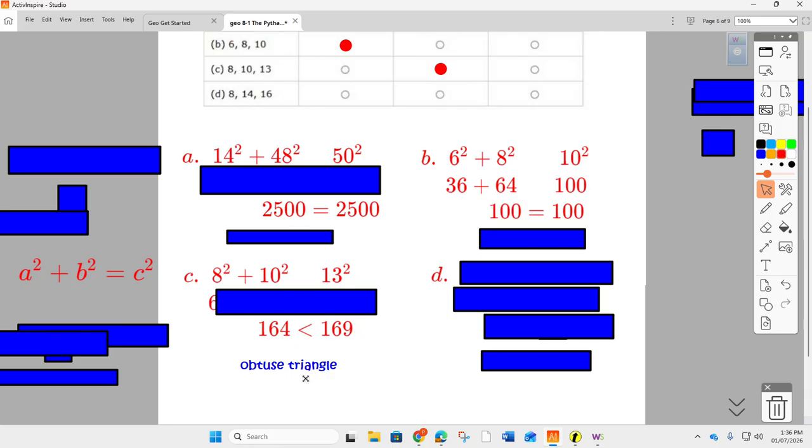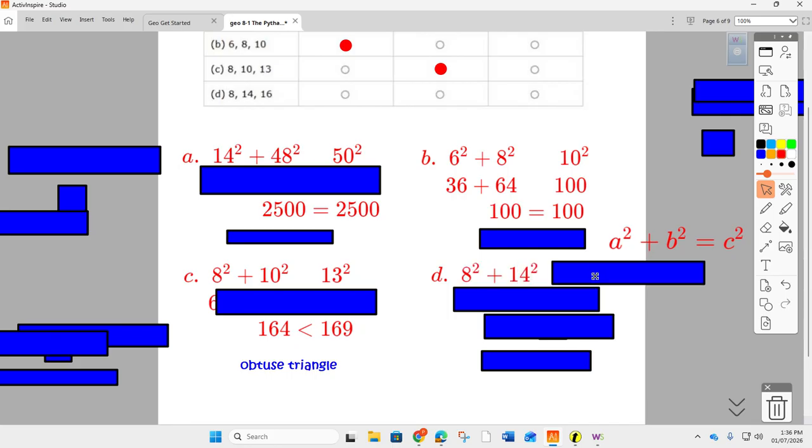All right, let's plug in for D. What am I going to plug in here, Charlene? What am I going to plug in to determine if this would be a right triangle or not? Good. So what am I going to put? 8 what? Beautiful. And what's the last one going to be? 16 squared. And you can use the shortcut strategy on your calculator.